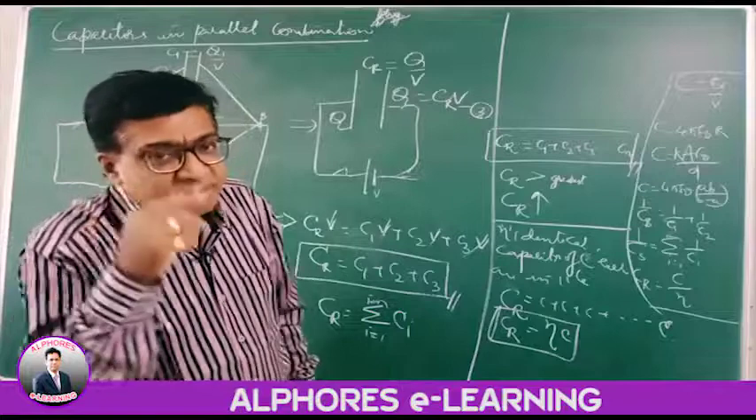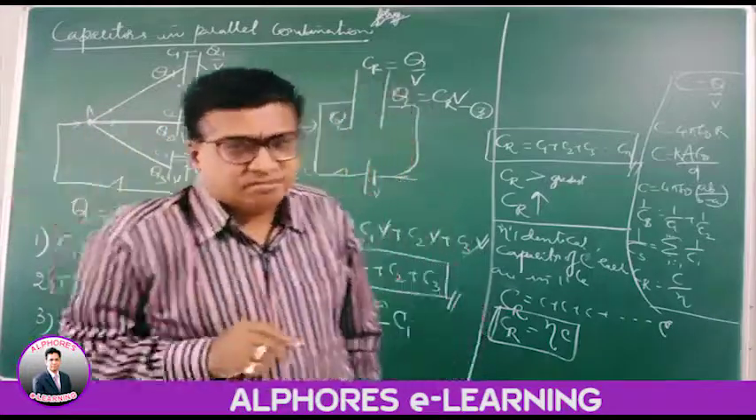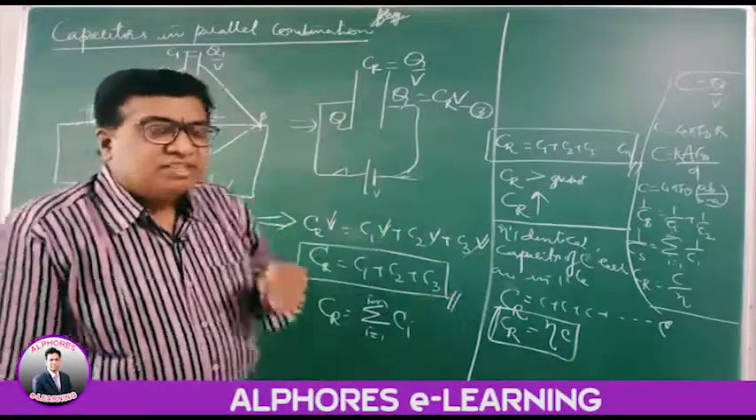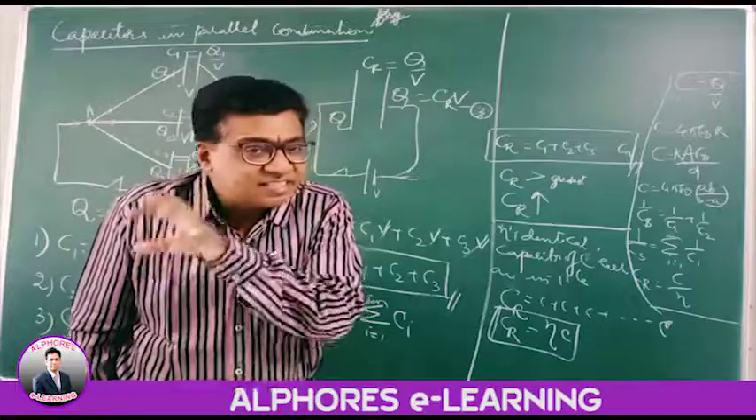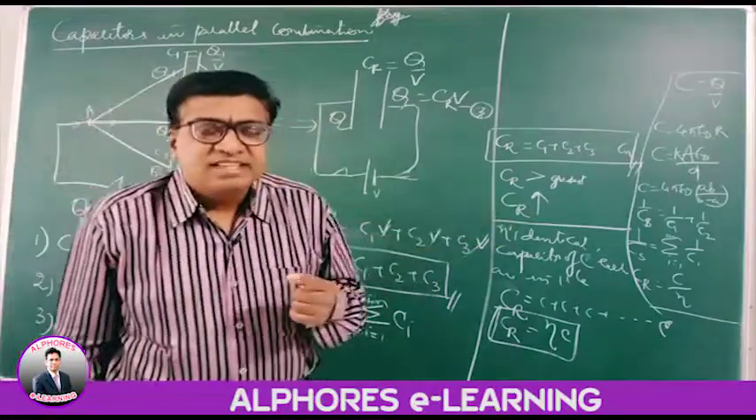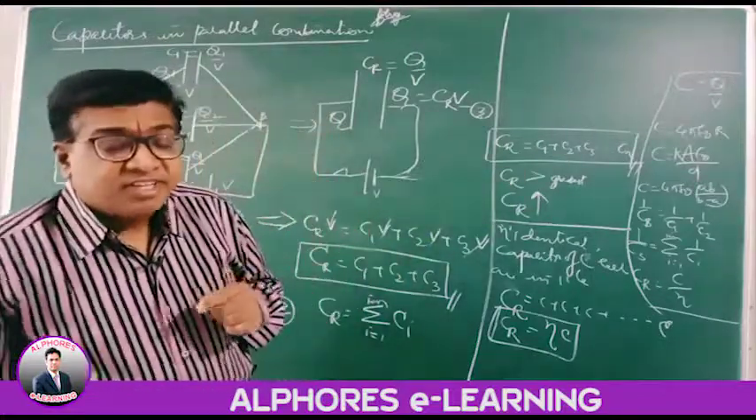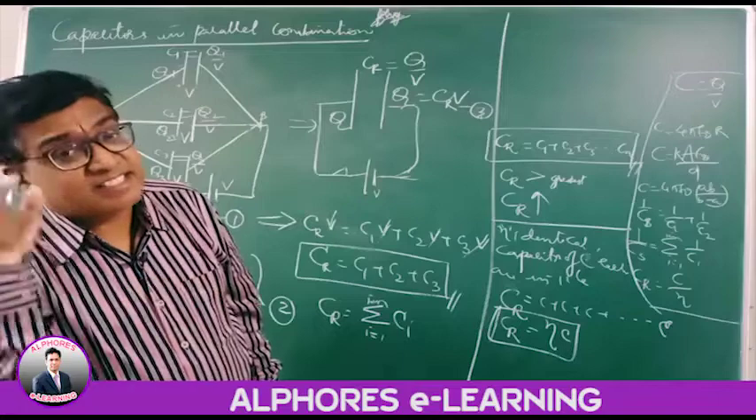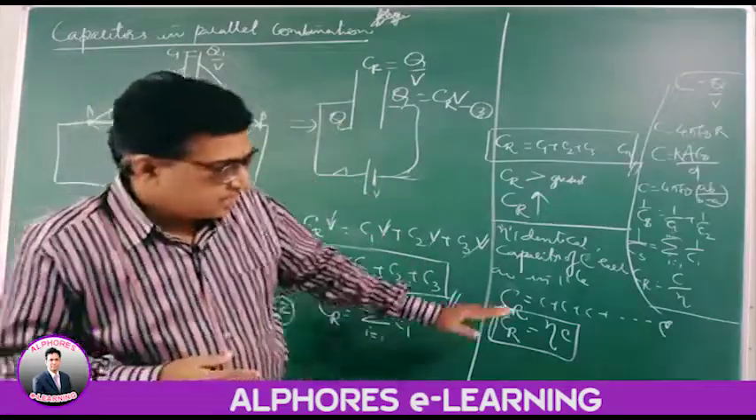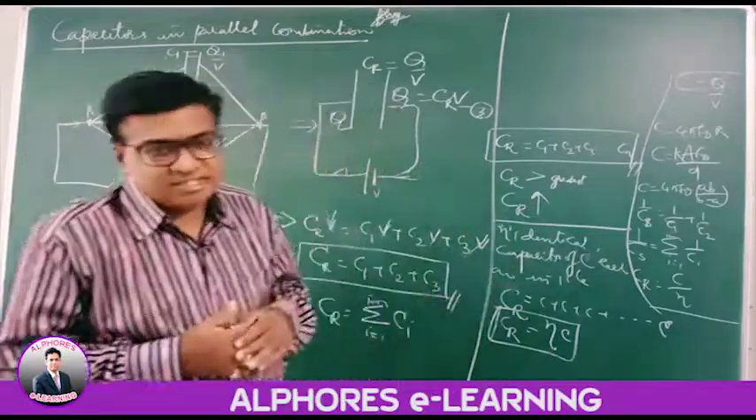There, the reciprocal of the resultant capacity is the reciprocal sum. Here, the resultant capacity is just the algebraic sum. There, the resultant capacity decreases. Here, the capacity increases. There, the capacity is less than the least. Here, it is greater than the greatest. If n identical capacitors are connected in series, it was C by n. It decreases n times. Here, it increases n times. The resultant capacity is n times the capacity of each.